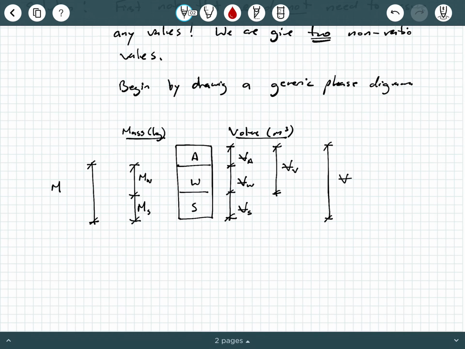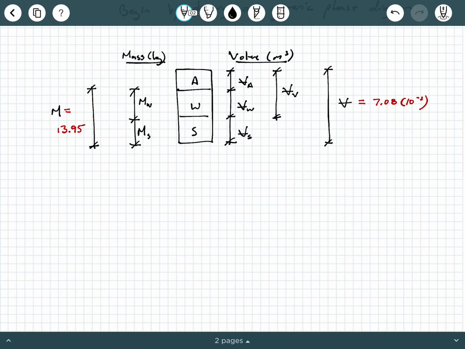I'm going to say my total volume is equal to 7.08 times 10 to the minus 3. If you write your units up at the top, labeling mass and volume, then you don't need to write the units everywhere inside the phase diagram. On the total mass side, we're given 13.95 kilograms. So we've gotten those two initial values given to us, and we don't need to assume anything. How do we relate volume and mass? We relate volume and mass through density, so let's make a note of that in case we don't remember.